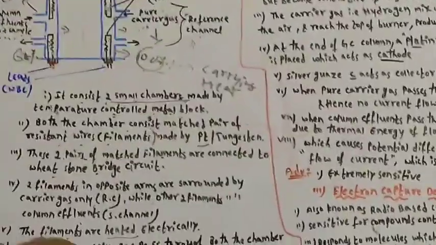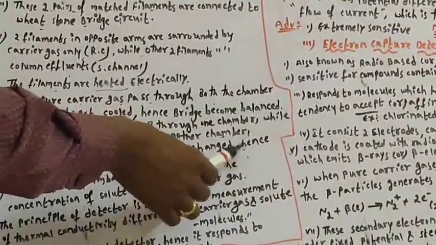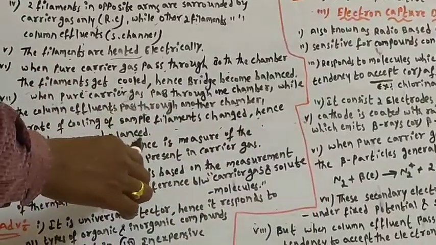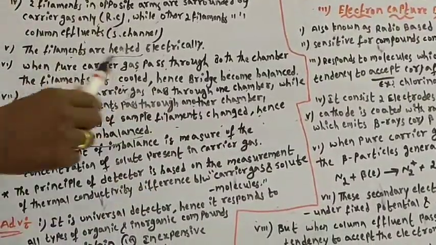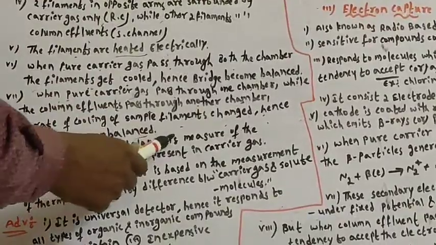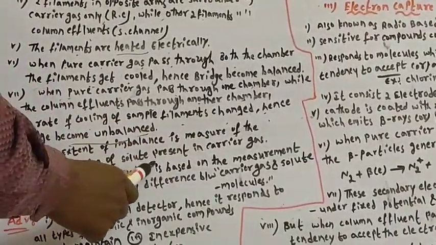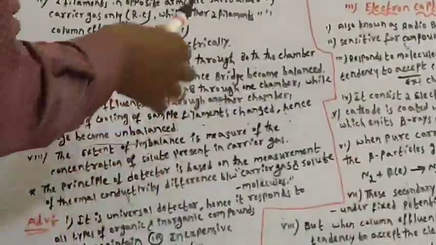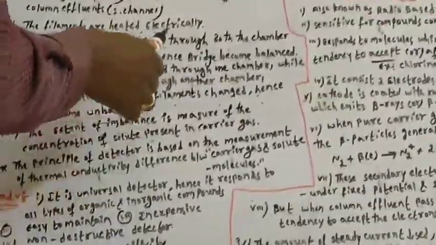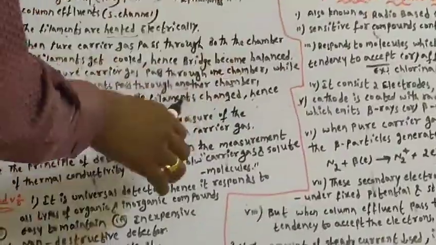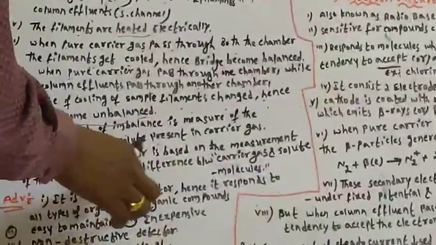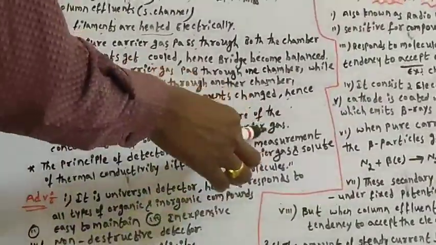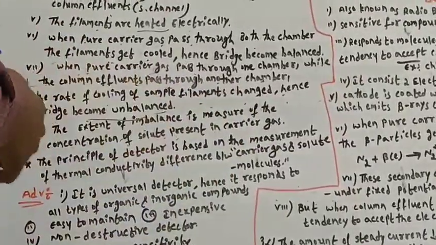So what will happen? This leads to the bridge becoming unbalanced. Then the Wheatstone bridge becomes unbalanced. The extent of imbalance is a measure of the concentration of solute present. The extent of imbalance of the Wheatstone bridge indicates the concentration of the solute present in the carrier gas, directly proportional to the concentration of solute.